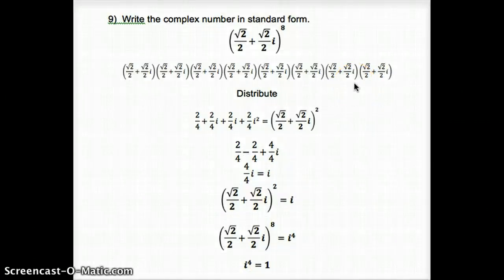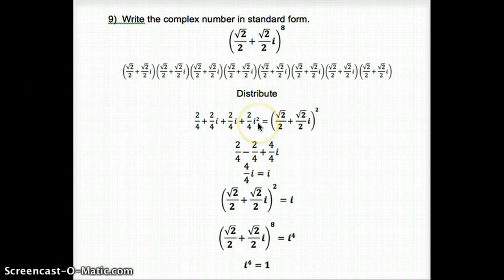Okay, so for number 9, we are writing the complex number in standard form, and the number we're using is root 2 over 2 plus root 2 over 2 i, to the 8th power. So right here I just showed them all out, because that's essentially what you're doing, multiplying it 8 times. So the first thing you want to do is distribute. So right here I multiplied 2 of them together, and I ended with 2 over 4 plus 2 over 4i plus 2 over 4i plus 2 over 4 i squared.